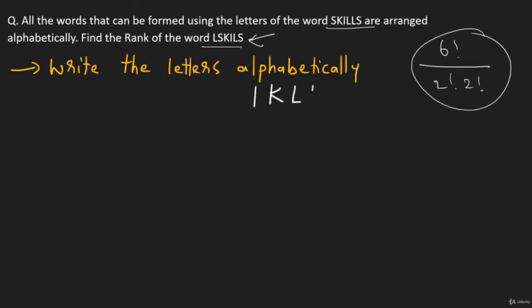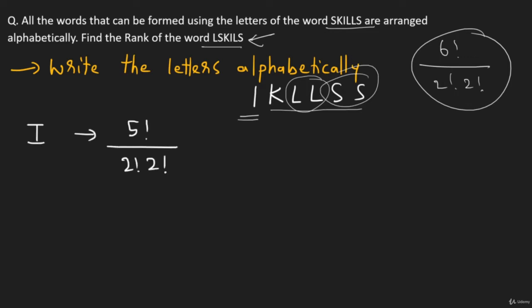That would be IKLLSS. Now, the words that are formed in the beginning will be starting with I, right? Because we are arranging them alphabetically. Now, how many words will be formed that start with I? That would be arranging the remaining letters, right? So that's 1, 2, 3, 4, 5 letters, of which 2 are of one type and 2 are of one type. Therefore, starting with I, we can form 5 factorial divided by 2 factorial into 2 factorial words.